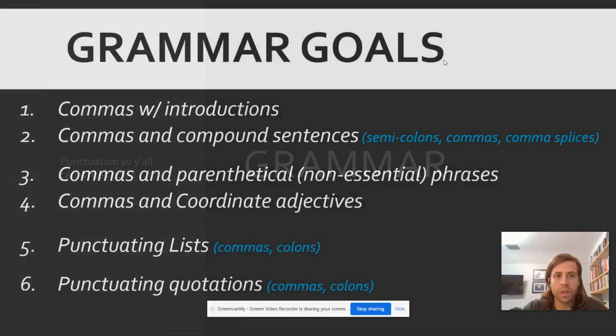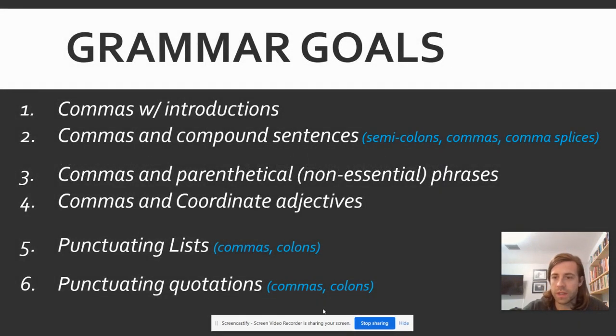And so the specific goals we're going to have over these next couple of days are going to be these 6 main things. And there's a lot to cover here, but not all of them are super complicated. So we're going to talk about commas with introductions to sentences, commas in compound sentences, putting 2 sentences together, commas in parenthetical phrases, commas in coordinate adjectives, lists, and quotations. So there's a lot there, but hopefully this isn't brand new stuff to you.